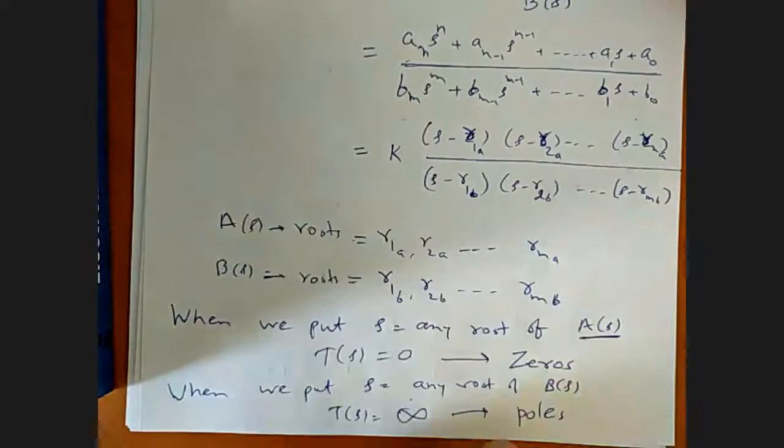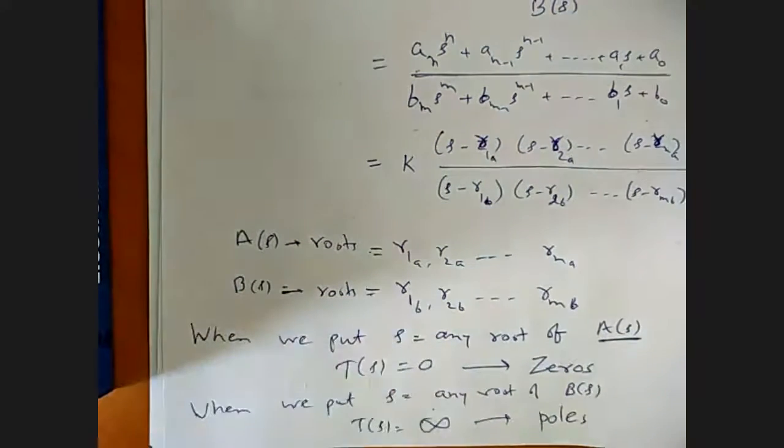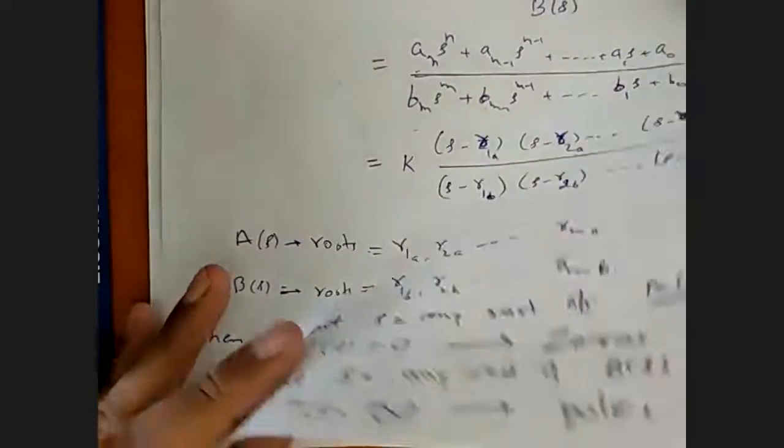Zeros वो क्वांटिटी, वो रूट्स जिससे ट्रांसफर फंक्शन और ड्राइविंग पॉइंट फंक्शन will become 0 are known as zeros, and poles when the transfer function or driving point function will become infinity, then they are known as poles.